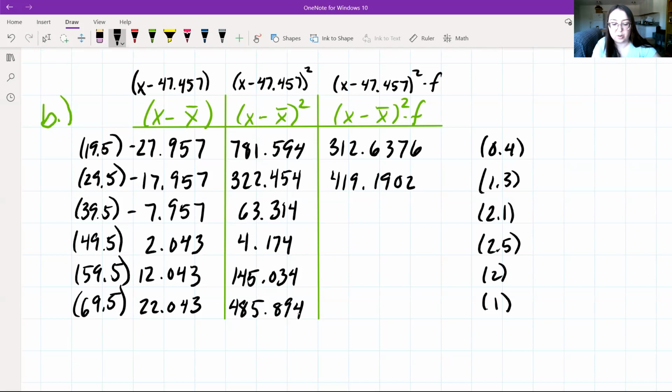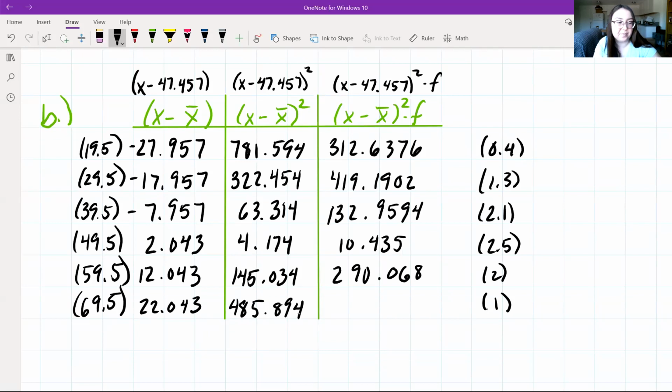Then for our third row, we'll take 63.314, multiply by 2.1. It's going to give us 132.9594. Then we'll take 4.174, multiply by 2.5. This will give us 10.435. Then we'll take 145.034 multiplied by 2. It's going to give us 290.068. Then we have 485.894 multiplied by 1, so it's the same value.